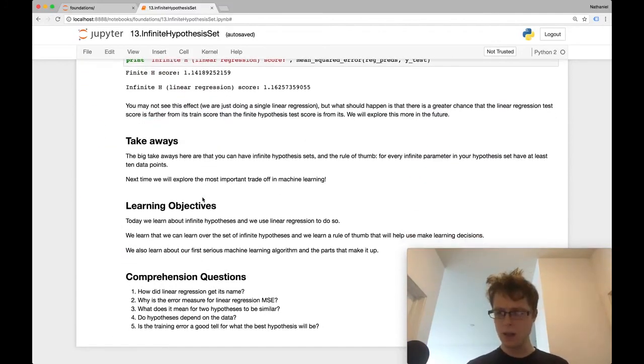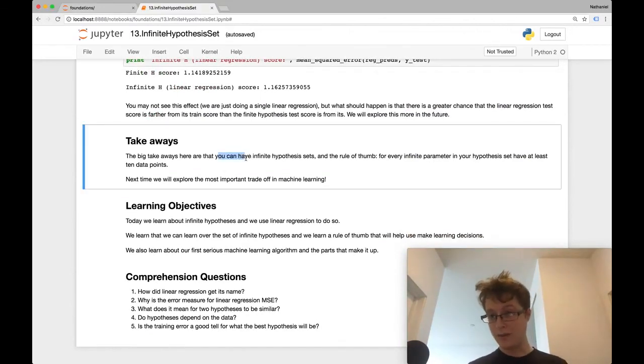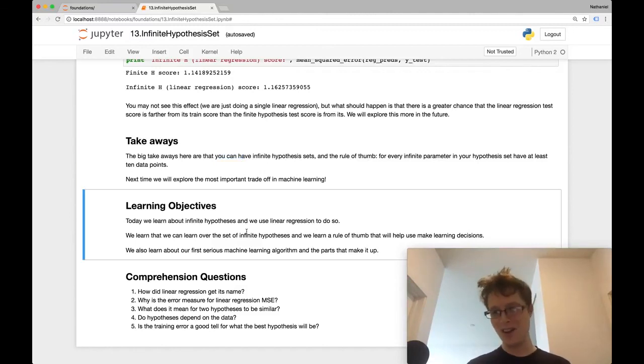So some takeaways here should be, yes, you can have infinite hypothesis sets, and the rule of thumb for everything but neural networks, so basically the rule of thumb for linear regression, logistic regression, is that for every infinite parameter in your hypothesis set, you should have at least 10 data points.